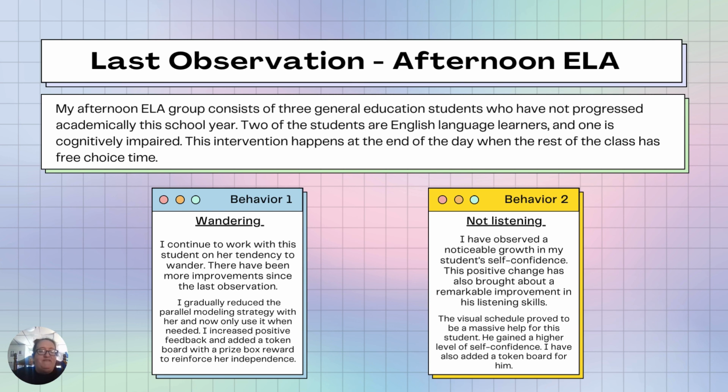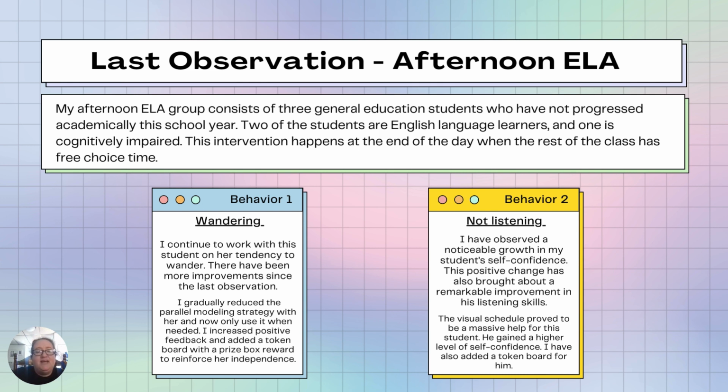My last observation for my ELA group. Wandering. I continue to work with this student over her tendency to wander. However, there have been more improvements with this since last observation. I was able to gradually reduce the parallel modeling strategy with her and now only use it when I see she's distracted. I did increase the positive feedback and added the reward token system with her to reinforce her independence.